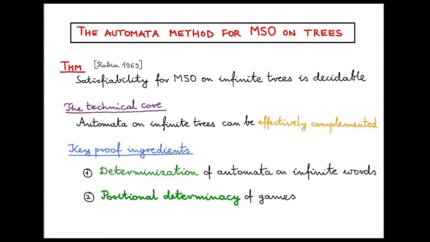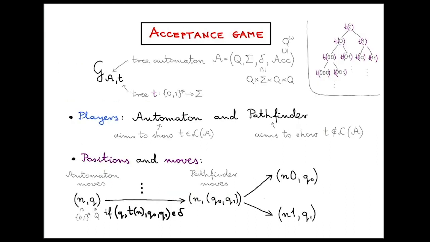making this algorithmically feasible. The second component is positional determinacy of games, and in the modern treatments of the proof of Rabin's theorem, the specific games for which we want determinacy, and in fact positional determinacy, which I will explain soon, are indeed parity games. But first of all, what is the game?